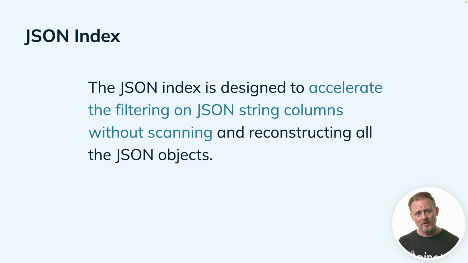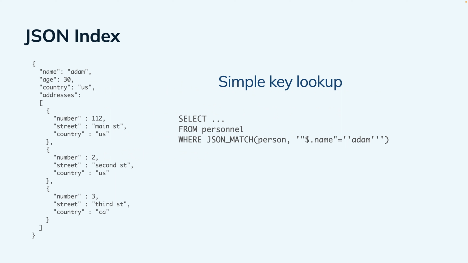The JSON index is designed to accelerate filtering on those JSON dimension columns, they're likely to be dimensions, without scanning necessarily and reconstituting that whole JSON object. So it's a performant way of indexing into structured JSON that's in a column. And there are a number of things we can do here. I've got a little bit of sample JSON data on the left there.